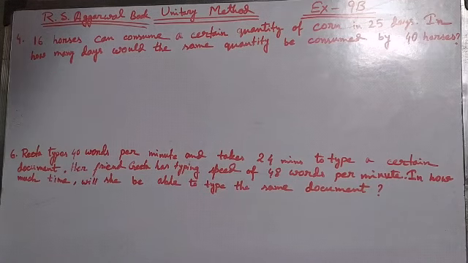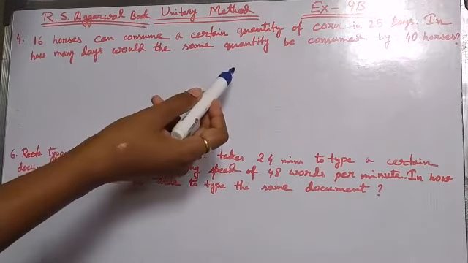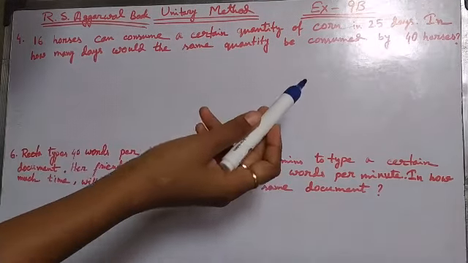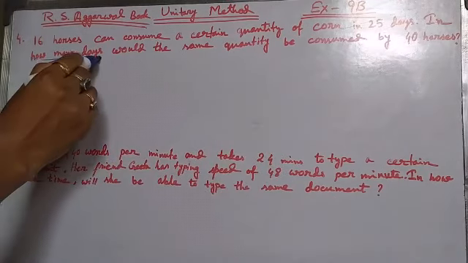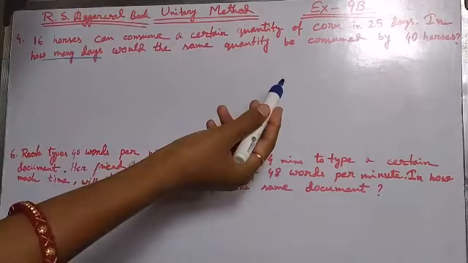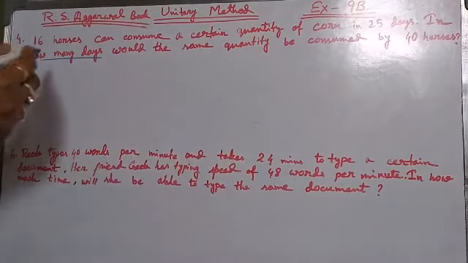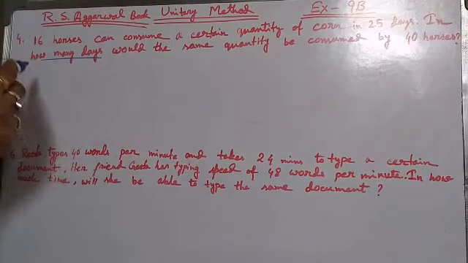First I will discuss question number 4. 16 horses can consume a certain quantity of corn in 25 days. In how many days would the same quantity be consumed by 40 horses? So we have to find out how many days. That means days will be on the right side, and the number of horses will be on the left side.